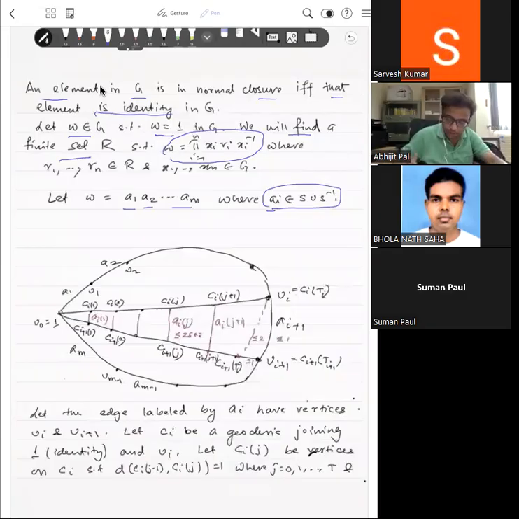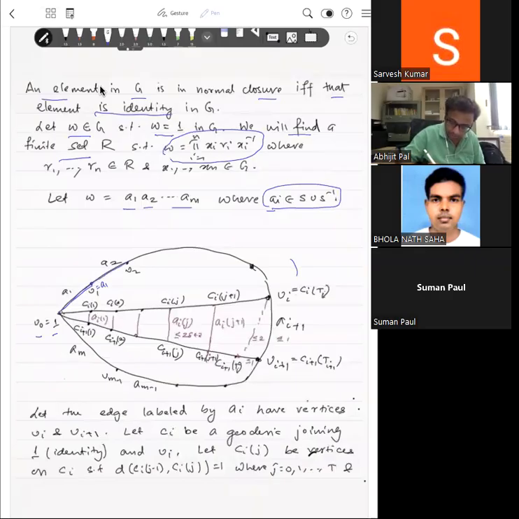So correspondingly, in the Cayley graph, this will give you a loop. So this W will represent a loop in the Cayley graph. This part I have drawn here is my loop. Let us take V0 to be 1, and then V1 is equal to A1, where A1 is a generator. So there will be an edge, and again you continue.